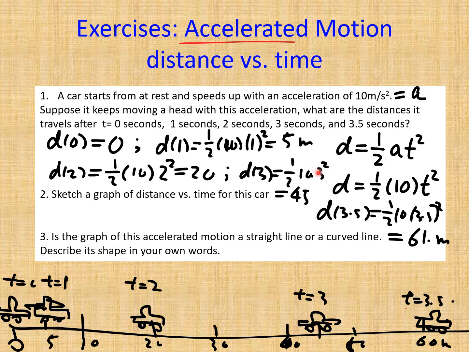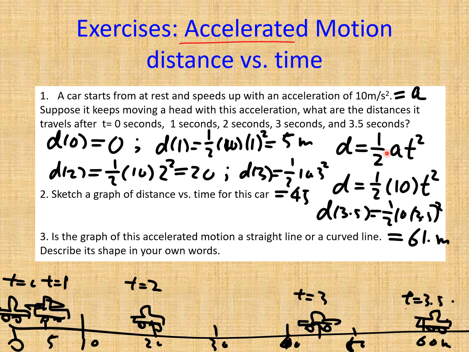3 squared is 9 times 10, divided by 2, you get 45. So that last second you get 15 meters more. And of course, at 3.5 seconds, you get over 60. So you see, in this exercise you just plug into the formula. You'll find that for accelerated motion, it's really this formula instead of d equals v t.